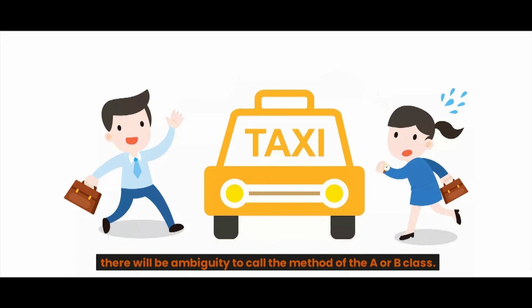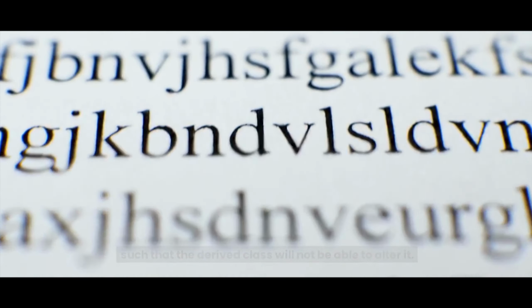Flexibility. Inheritance makes the code flexible to change, as you will adjust only in one place, and the rest of the code will work smoothly. Overriding. With the help of inheritance, you can override the methods of the base class. Data hiding. The base class in inheritance decides which data to be kept private, such that the derived class will not be able to alter it.